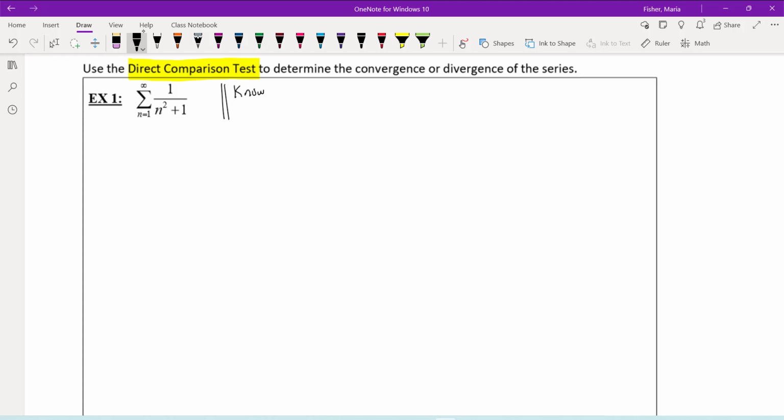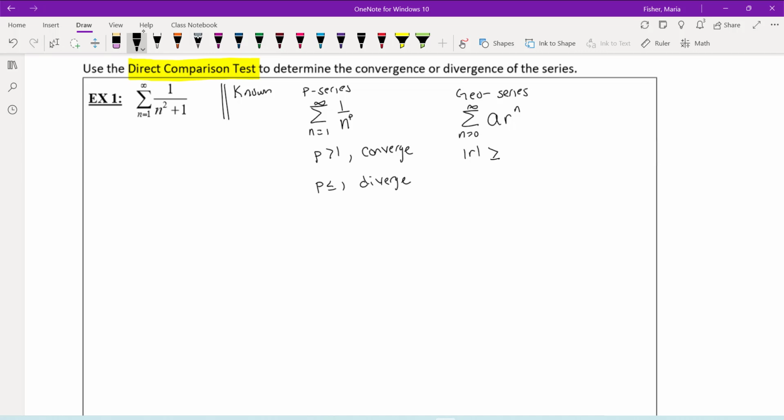The ones that we know are p-series, and p-series look like this. The sum from n equal 1 to infinity of 1 over n to the p. We know here that if p is greater than 1, we converge. And if p is less than or equal to 1, we diverge. Our other known series is geometric series. Geometric series look like this. The sum from n equals 0 to infinity of a times r to the n. We know here that if the absolute value of r is greater than or equal to 1, we diverge. And if the absolute value of r is less than 1, we converge.